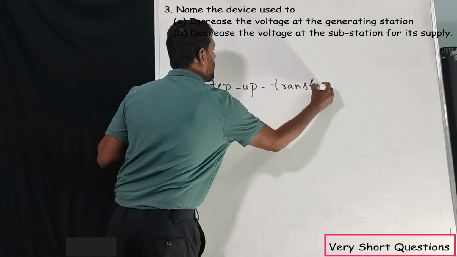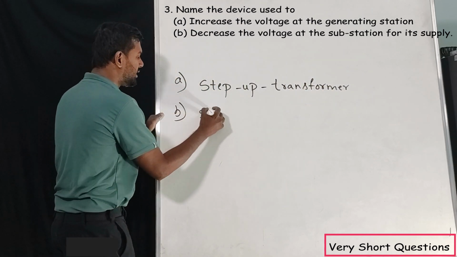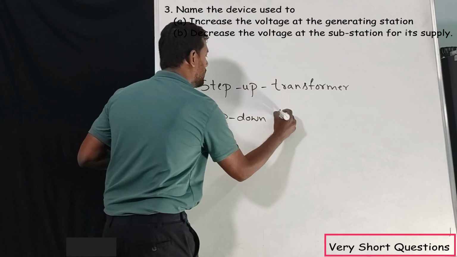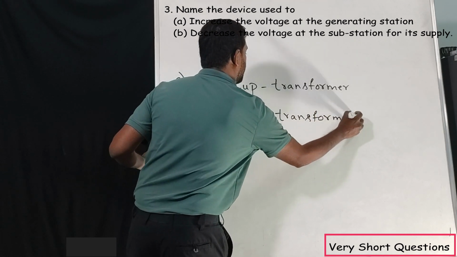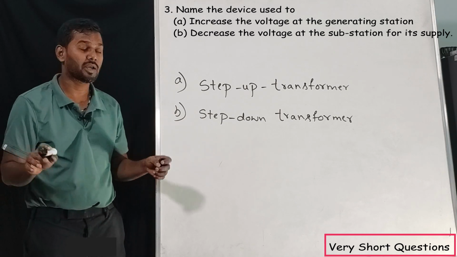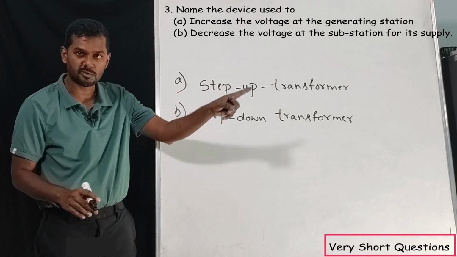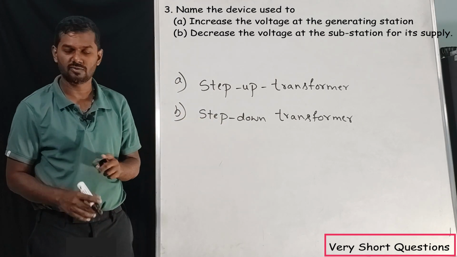transformer. To decrease the voltage, it is very simple, step down transformer. In the exam, if you just write transformer, you will never get marks. They are specifically asking to increase the voltage, it is step up transformer. To decrease the voltage, it is step down transformer.